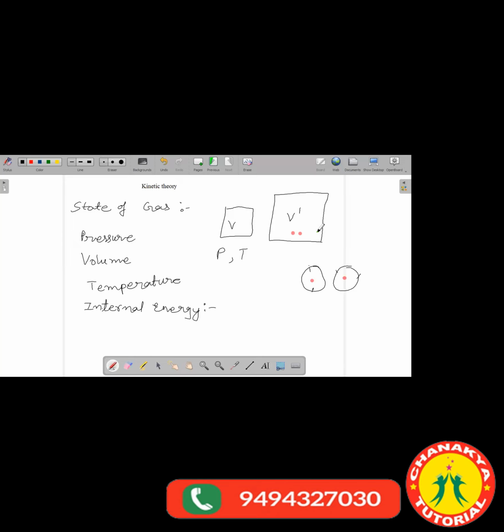If the temperature of the gas is low, the molecules will have a lesser amount of kinetic energy. Increasing the temperature increases the internal energy, and decreasing the temperature will cause a fall in the internal energy. This is how we can explain the freezing of water.